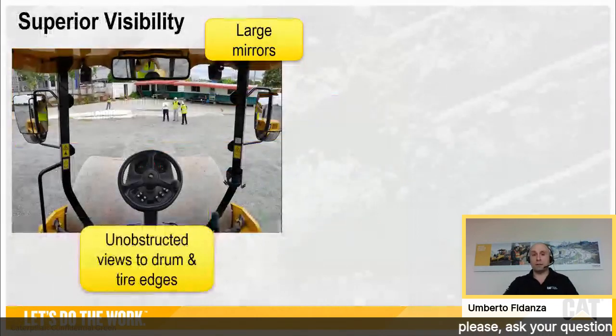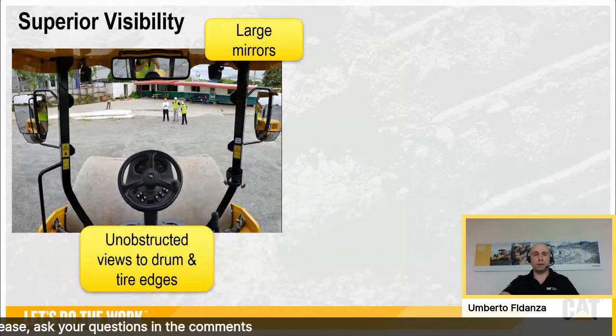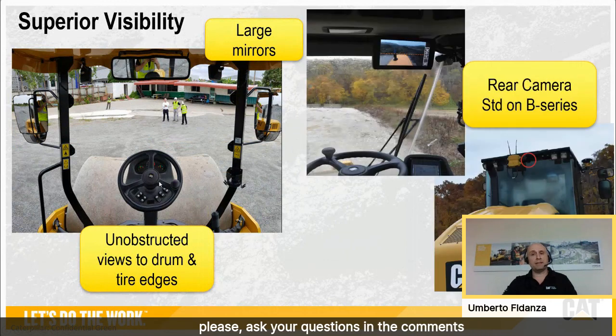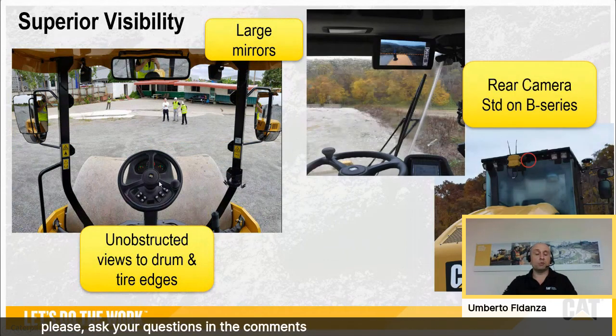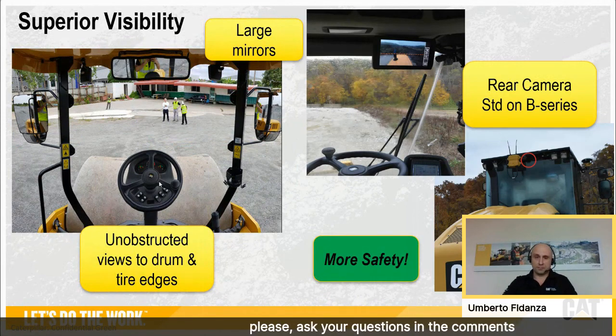So very large mirrors for optimal visibility, very large central mirror, unobstructed views to the front of the drum and to the back, to the tire edges. Also on the B series, we have the rear camera standard on all machines. So this improves safety, which is very important in the job sites.